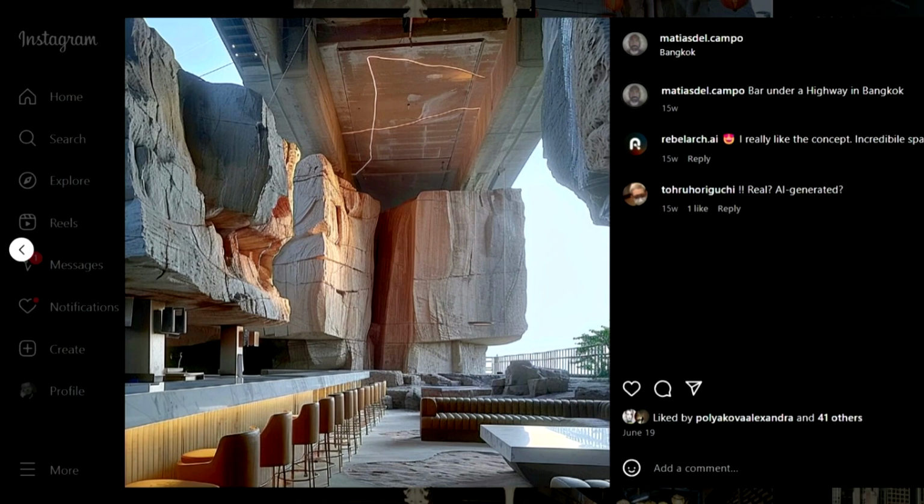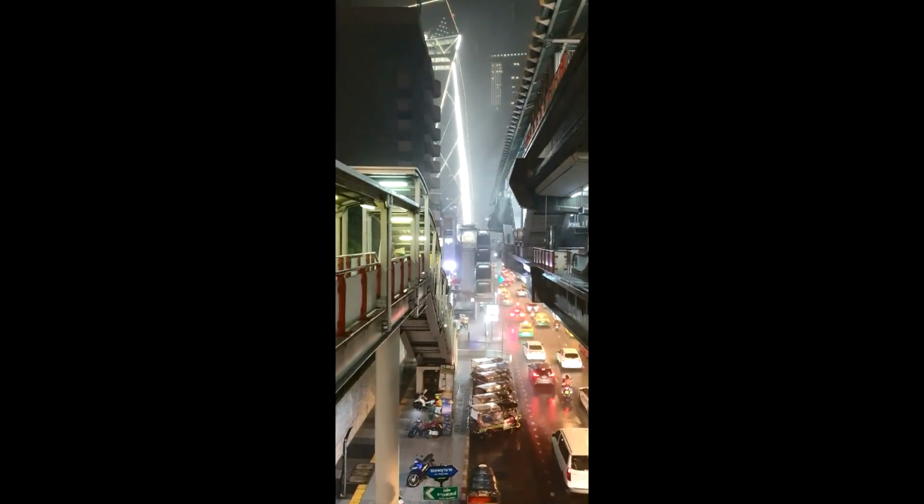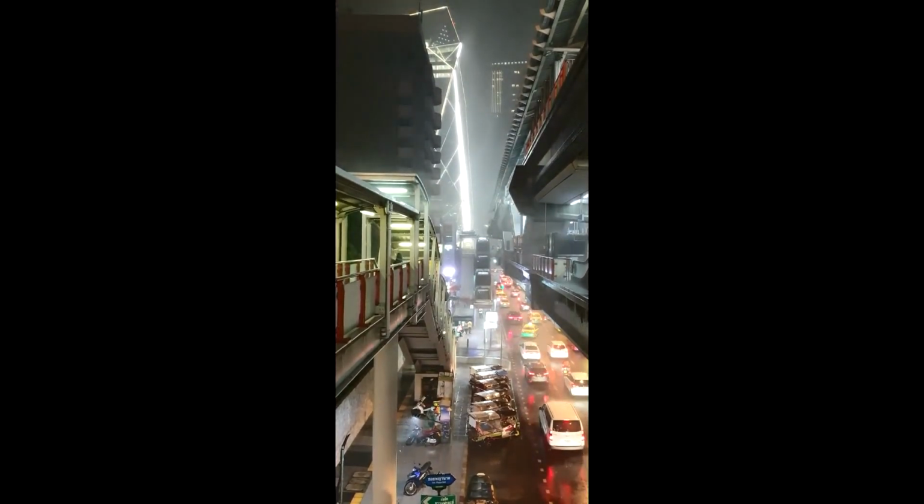So here we have a sort of elevated highway. He likes rocks, obviously, and bars. You bring it together in an image. This is the real Bangkok.